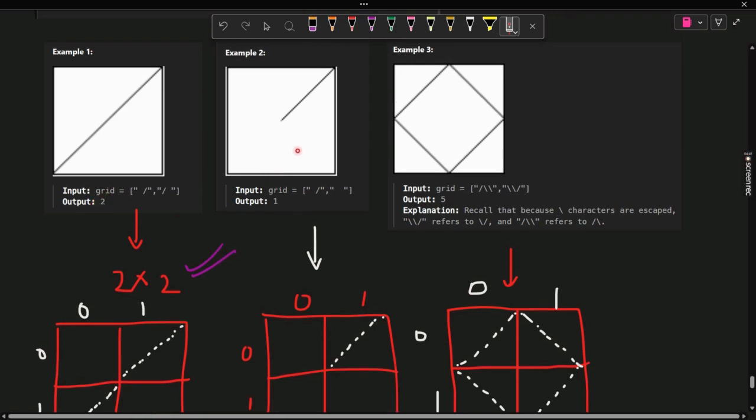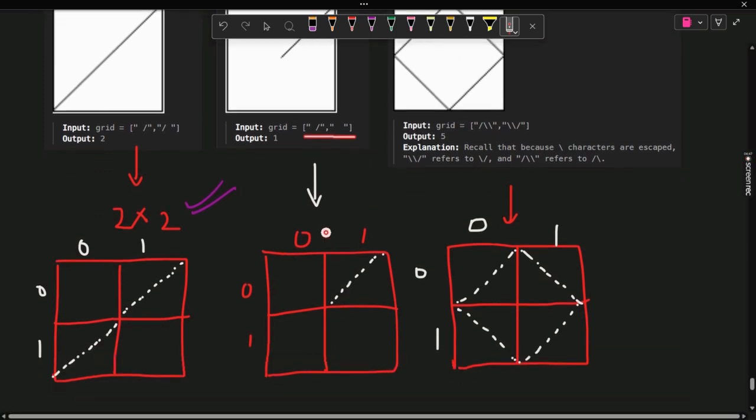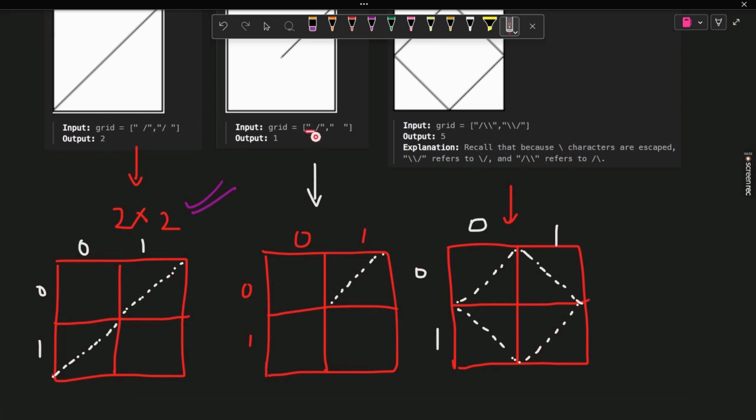So let's understand the second test case. Again we have a 2 cross 2 grid, and in the first row, the first cell is empty. The second cell has a forward slash. In the second row, both cells are empty. You can see that this forward slash is not even dividing the grid into partitions, because initially it was one region, and after this forward slash it is still one region only. So the answer is one.